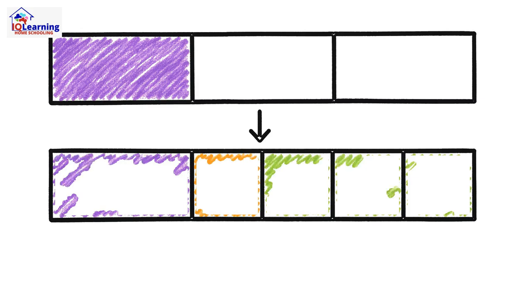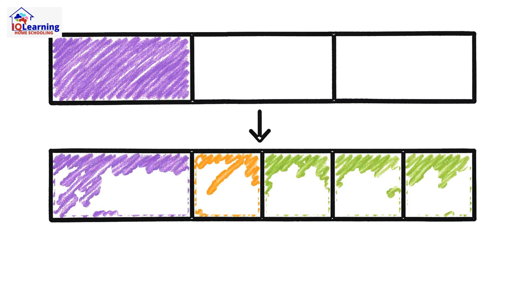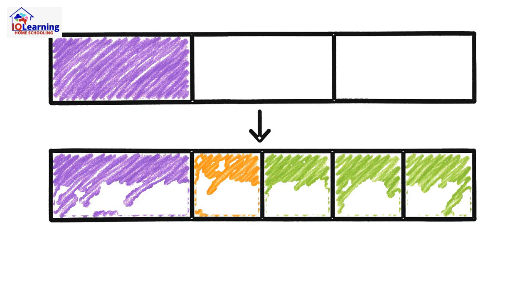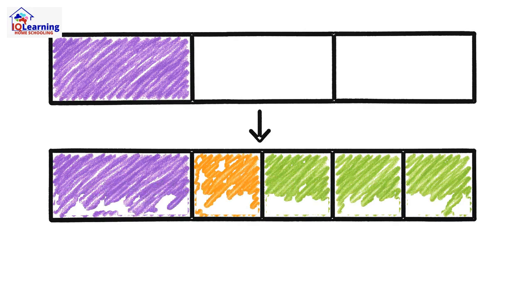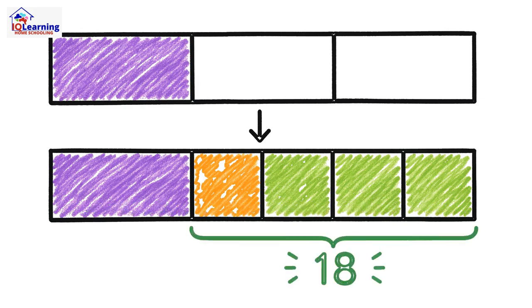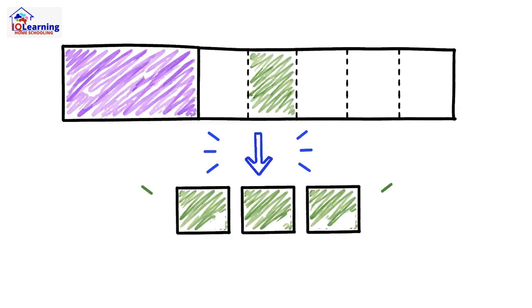A bar split in 3, shade 1. The 2 remaining boxes are then split into 4 smaller sections, shade 1 of those. You can see the 3 small boxes left are equal to 18, so each one is worth 6. The bar model turns a story into a simple picture you can count.